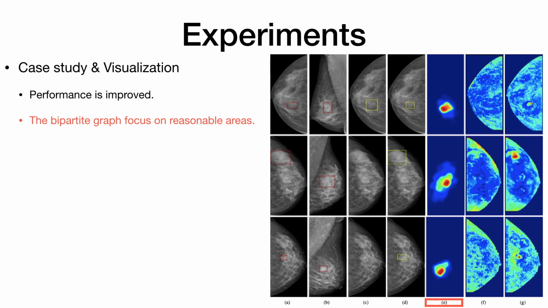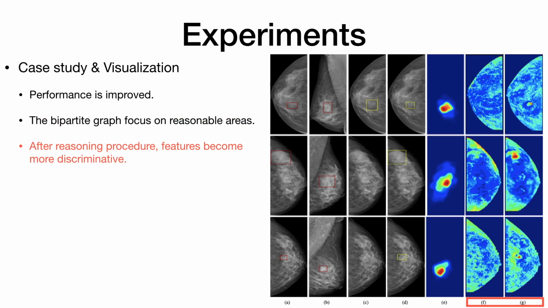Column E visualizes the attention area on the auxiliary view. We can see that the bipartite graph focuses on the mass located area in the auxiliary view. Columns F to G visualize the response map. Before and after correspondence reasoning, we can see that the feature response map activates more prominently on the mass located area after enhancement.